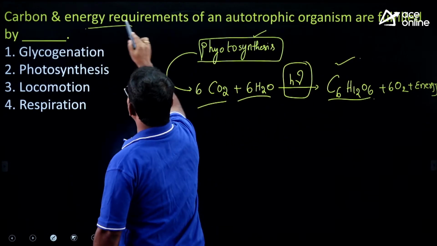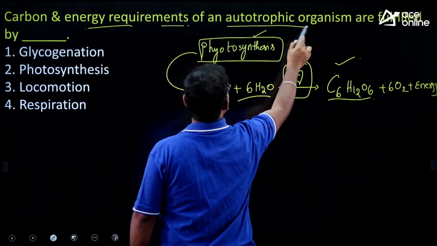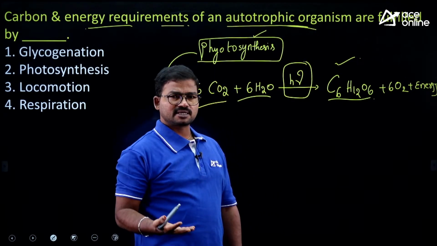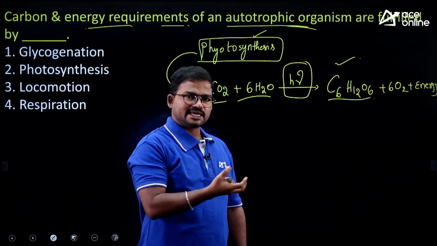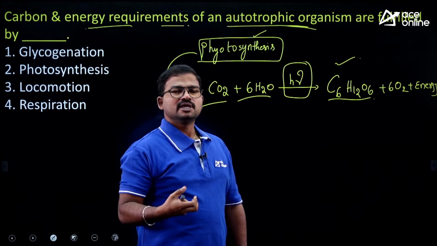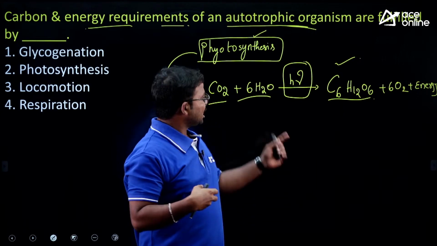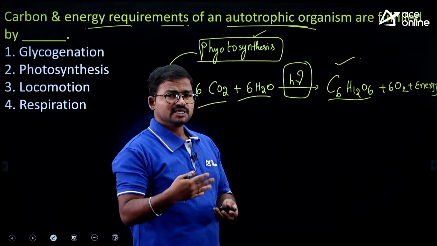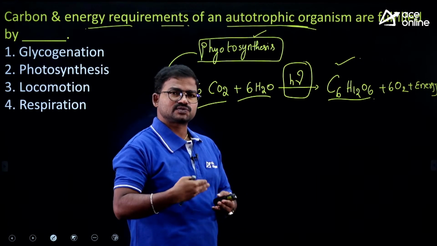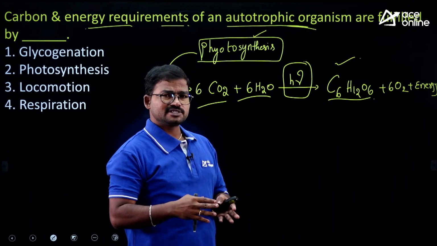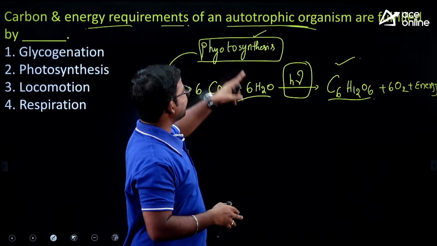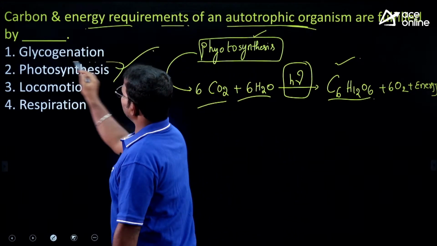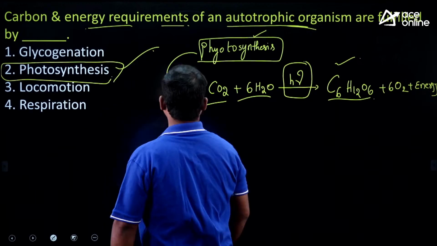They mention the carbon and energy requirement of autotrophic organisms. Autotrophic means it does not depend upon any other constraints. Plants directly absorb sunlight, carbon dioxide and water, and finally produce carbohydrates, preparing food on their own. These are considered under the category of autotrophic organisms. So we have to consider photosynthesis. Option 2 is the right option here.